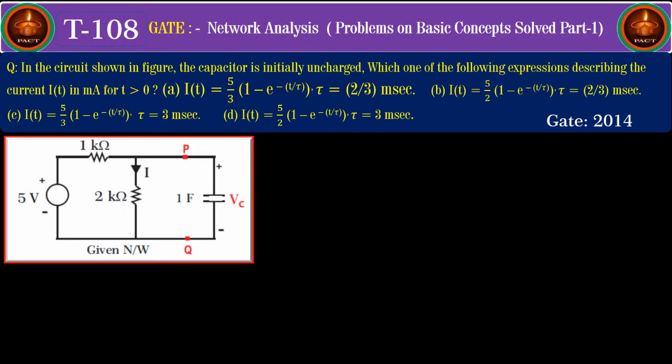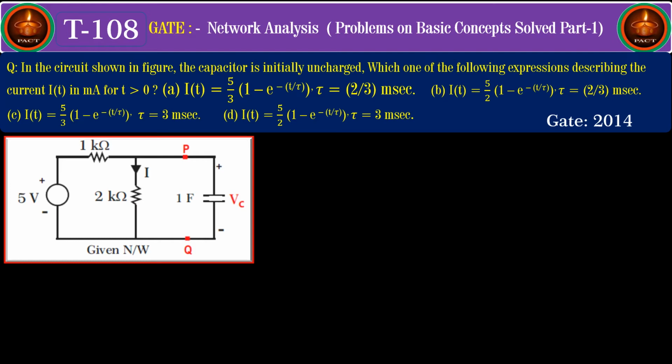Friends, next we shall solve the GATE question from 2014. In this question, it states that in the circuit shown in the figure, the capacitor is initially uncharged, meaning Vc0 is equal to 0. And we are required to identify the expression describing the current I of t in milliamperes for t greater than 0 out of the given options.